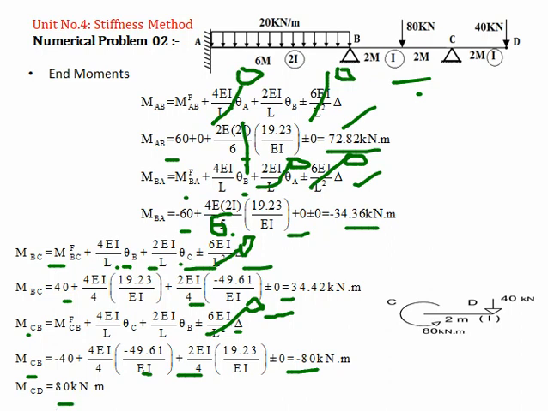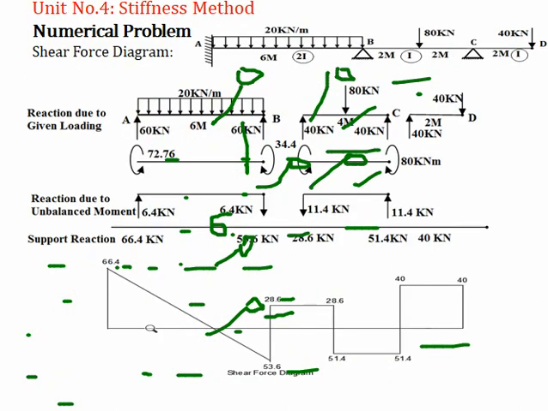And as a cantilever, we will get the end moment for the cantilever, that is MCD is equal to 80 kilonewton meter. By doing force into lever arm, 40 into 2, we come out to 80 kilonewton meter. Okay, so now we have the end moments. Now move toward the next step, that is the calculation of the bending moment and shear force diagram.